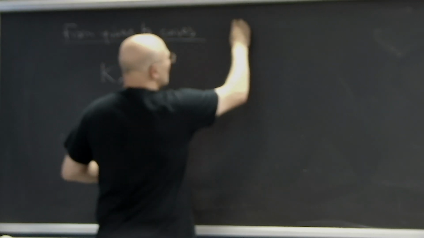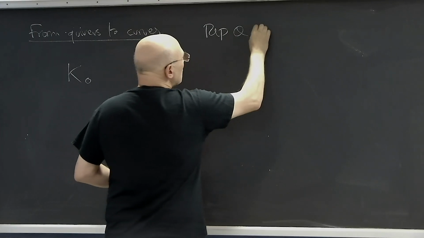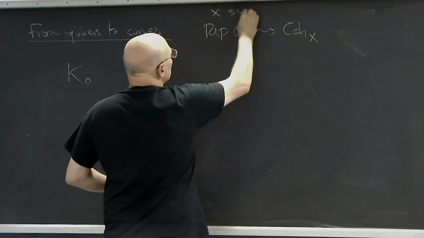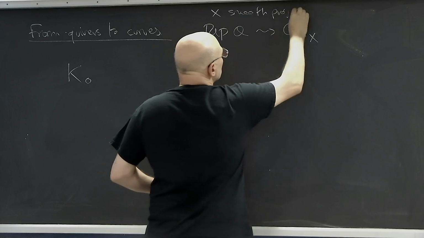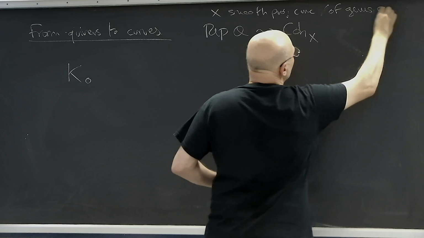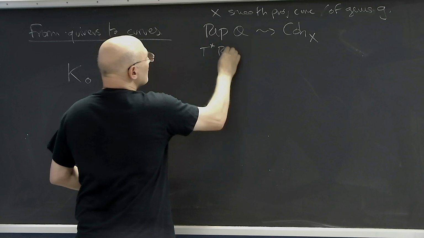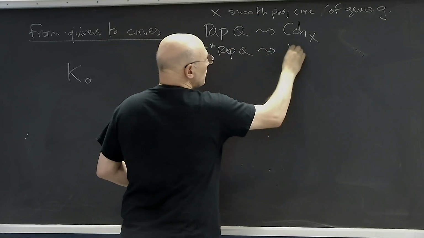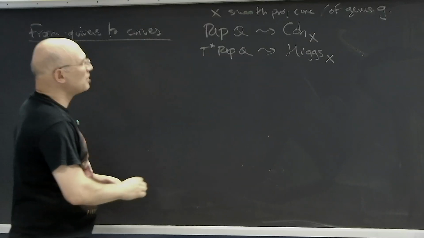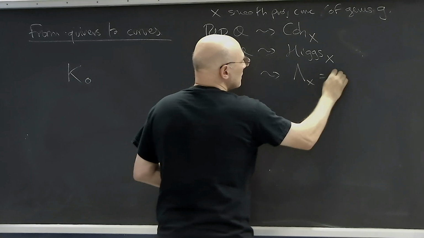So now we consider the category. Now we replace everywhere representations of Q by the stack of coherent sheaves on X, where X is a smooth projective curve of genus g. So Rep Q goes to Coh X, and then T* Rep Q goes to the moduli stack of Higgs bundles in X, and then this Lusztig Lagrangian goes to the global nilpotent cone, Λ_X.